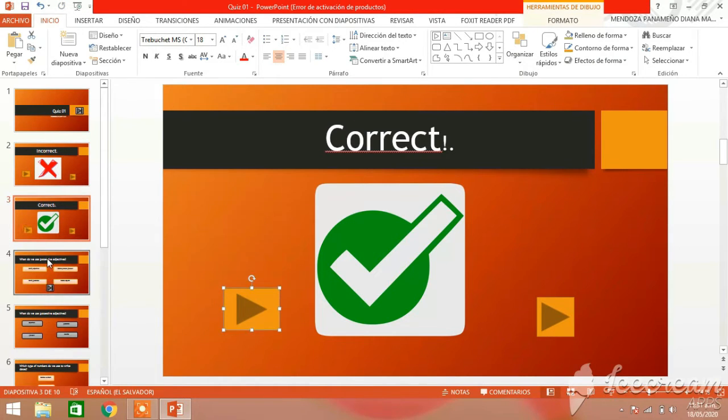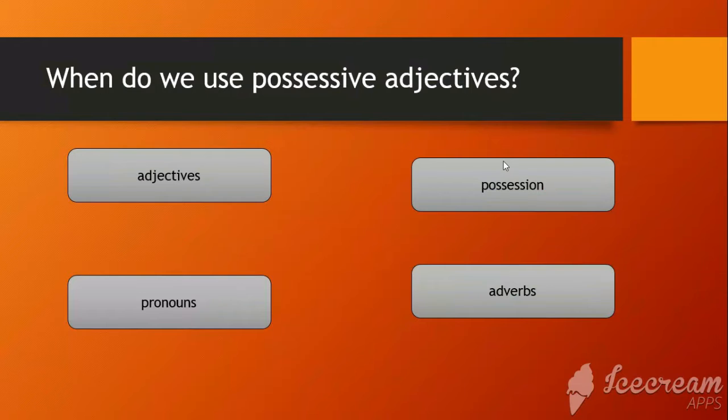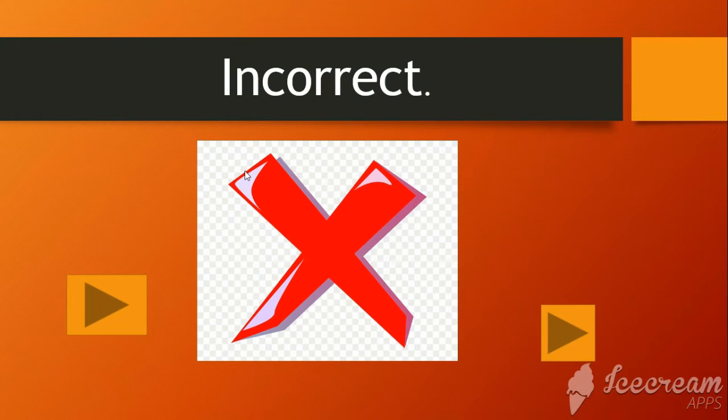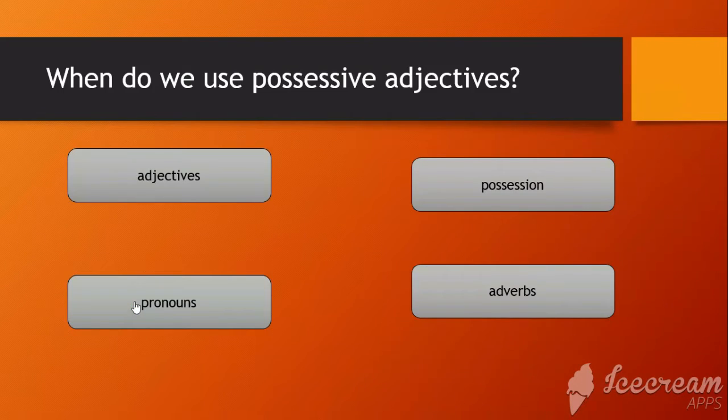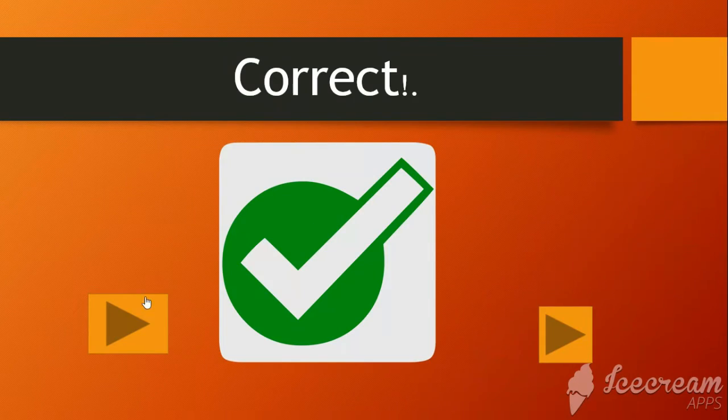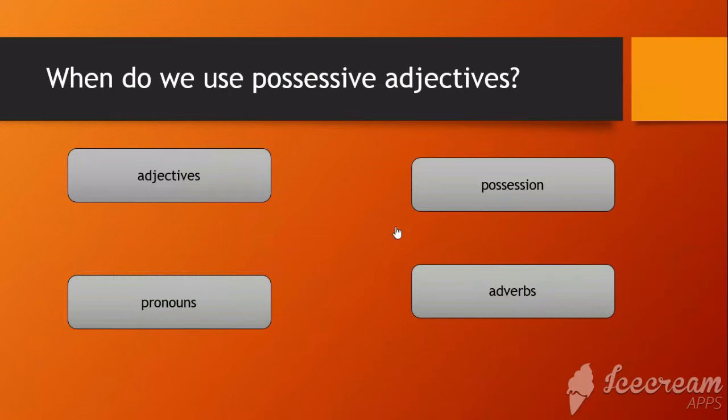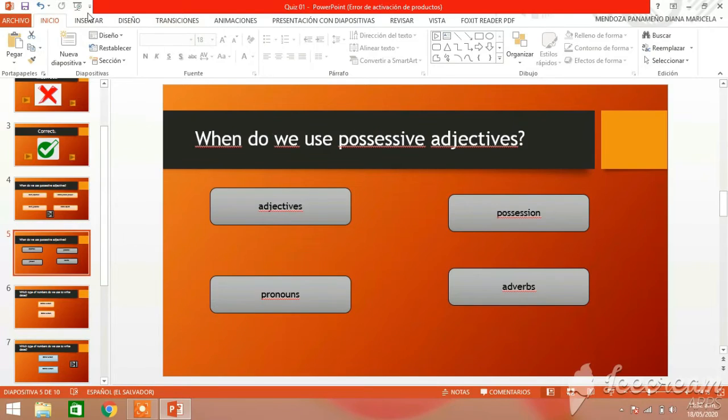Let's see what happened now. When do we use possessive adjectives? Let's see. Adjectives. Incorrect. Clicking here and it turns us back to the same slide. Possession. Correct. Clicking here. But what happened now?